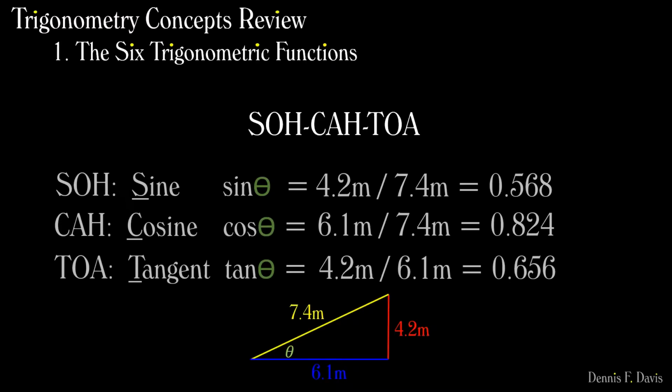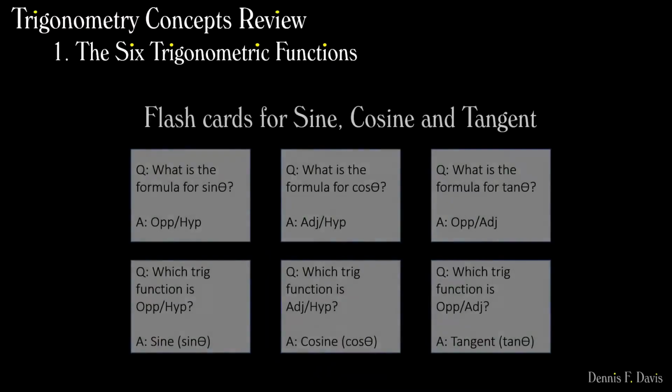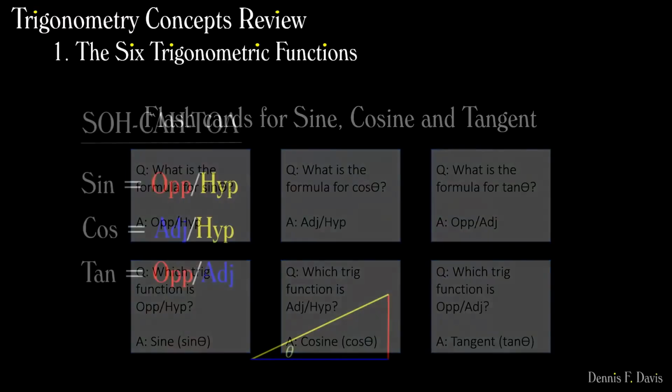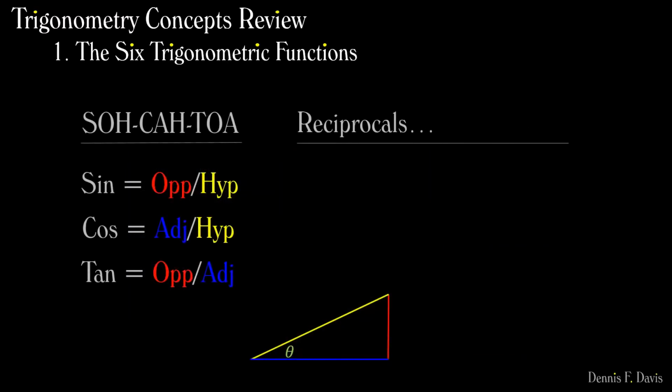Please chant SOHCAHTOA to yourself and know the corresponding formulas for sine, cosine, and tangent. Here, you might consider making 6 flashcards. You should know these frontwards and backwards, and fortunately, SOHCAHTOA makes it easy. The last 3 trig functions are just reciprocals of the first 3. Remember, it's easy to take the reciprocal of a fraction. The top and bottom just switch places. So the reciprocal of a over b is b over a. The cosecant is 1 over sine, so hypotenuse over opposite.